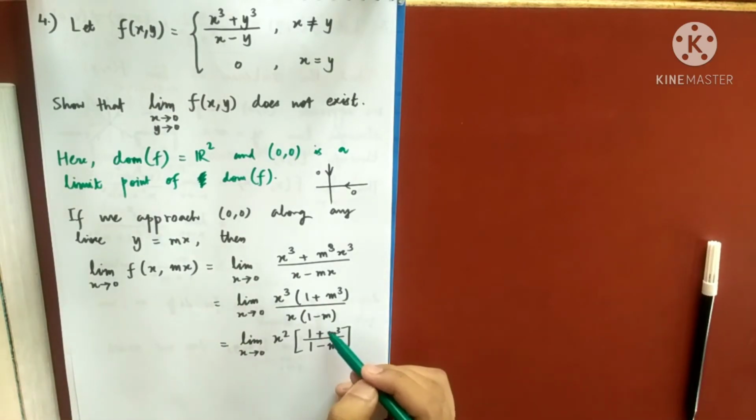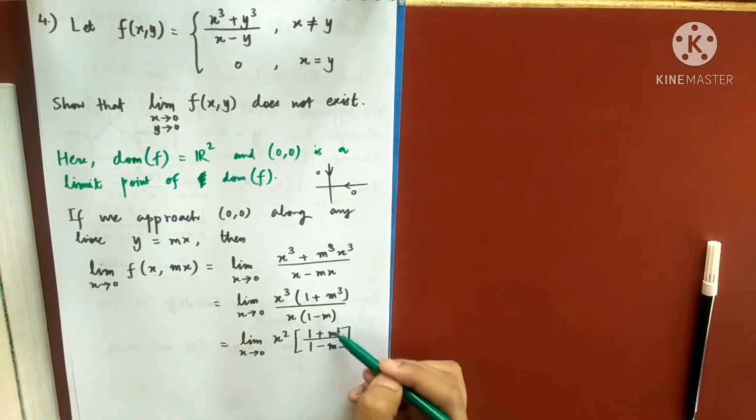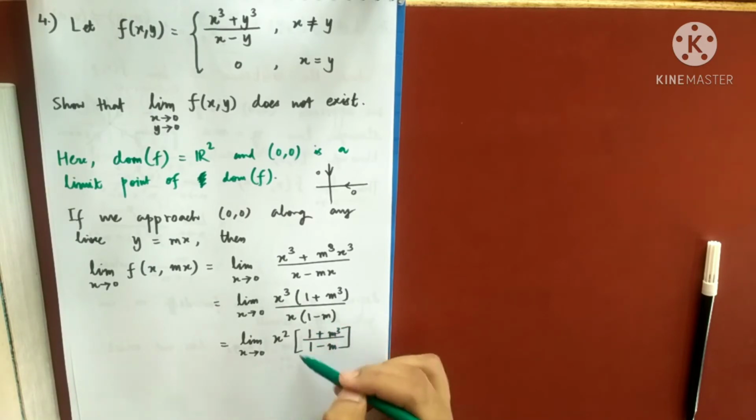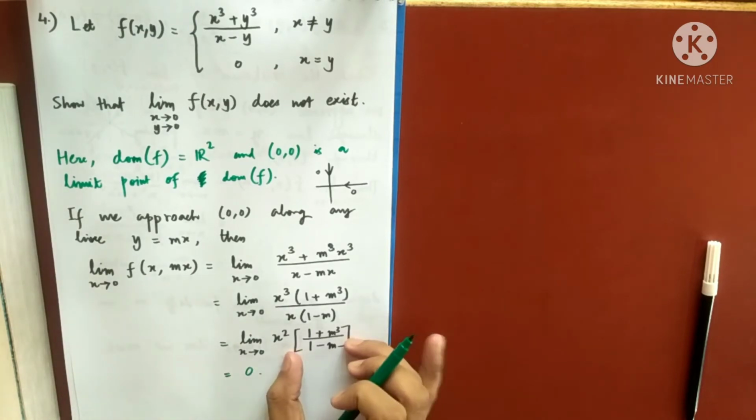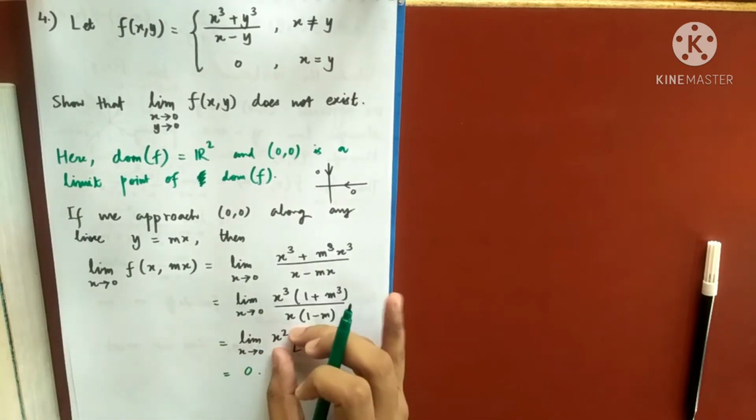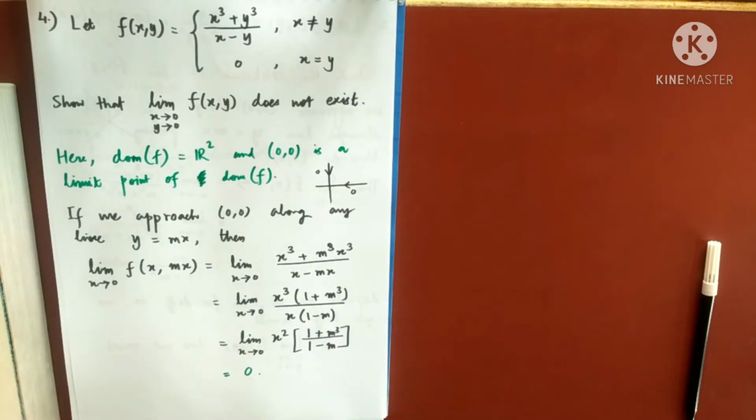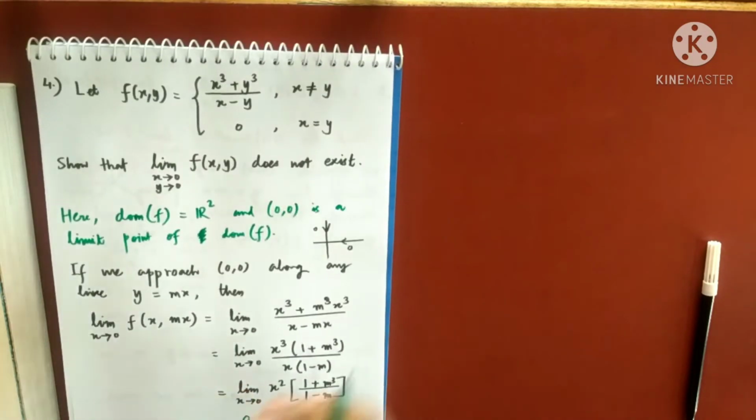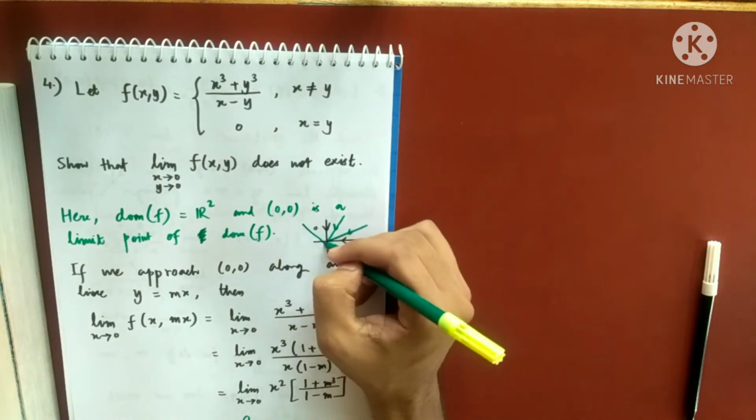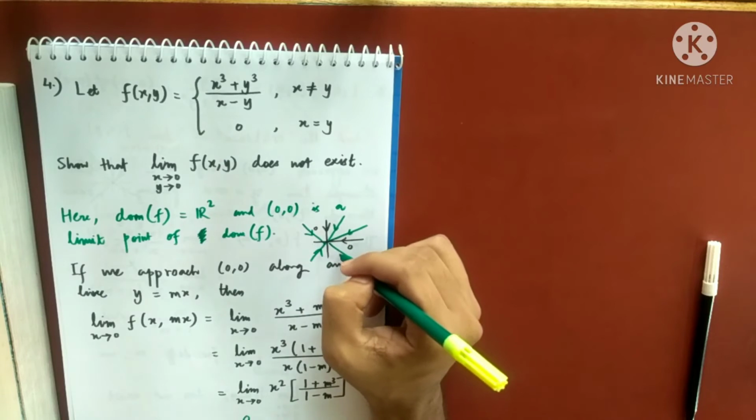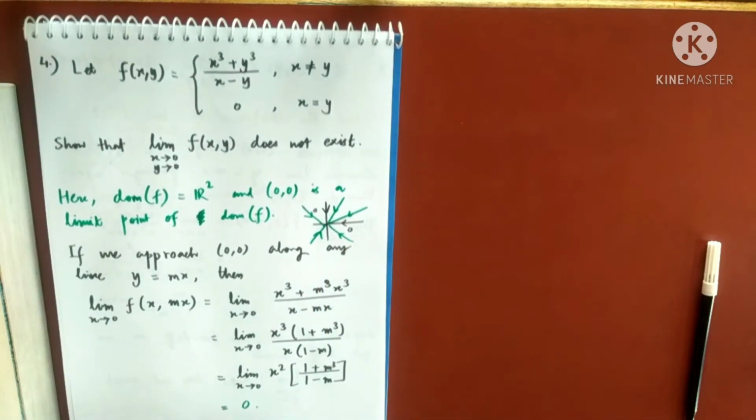Now keep that in mind, this is just a number. m is independent of x. This can be taken outside the limit. And the limit of x squared as x tends to 0 is definitely 0, and 0 into this number is 0. Now we are in trouble. Why? Because I thought that if I choose any line, I'll get different answers. But this time, it hurt our expectation.